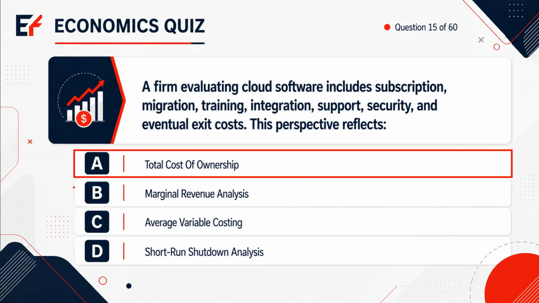Option B is incorrect because marginal revenue analysis focuses on the additional revenue earned from an extra unit of output. Option C is incorrect because average variable costing focuses only on variable cost per unit. Option D is incorrect because short-run shutdown analysis considers whether a business should continue operating in the short term.